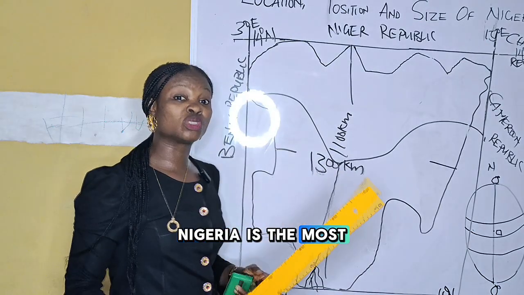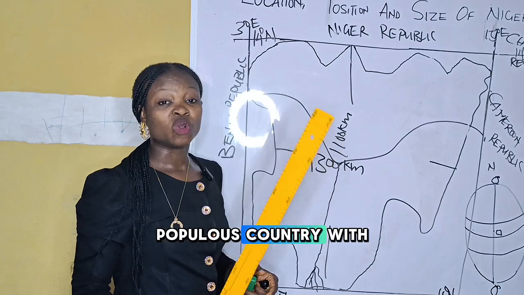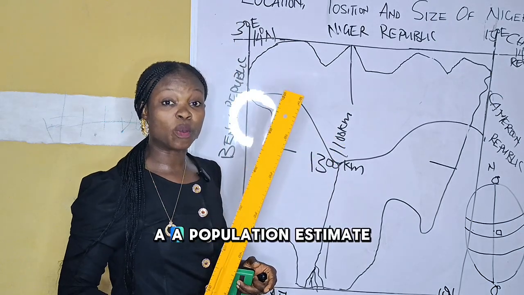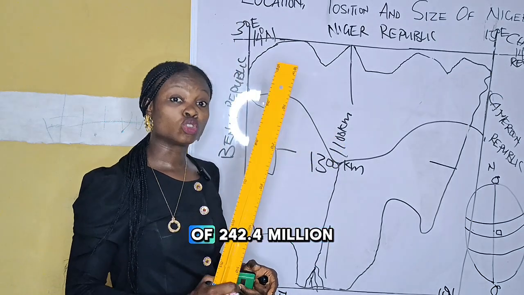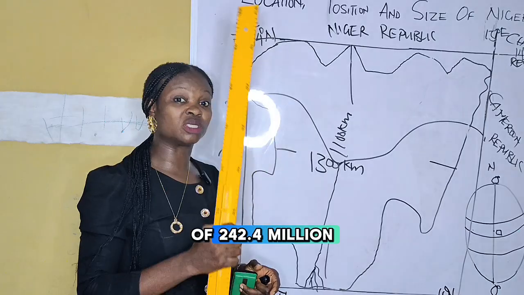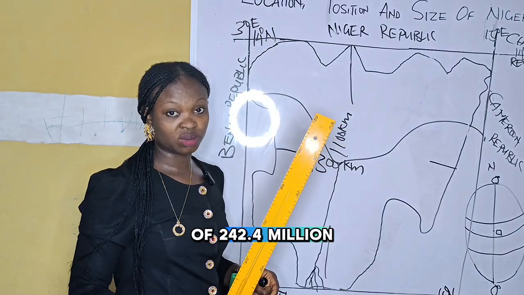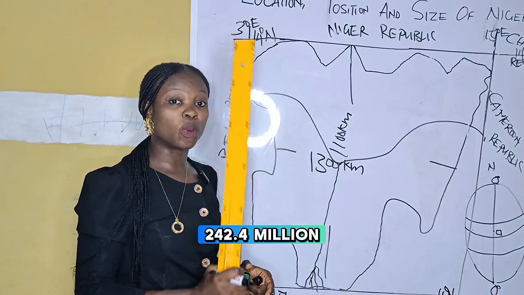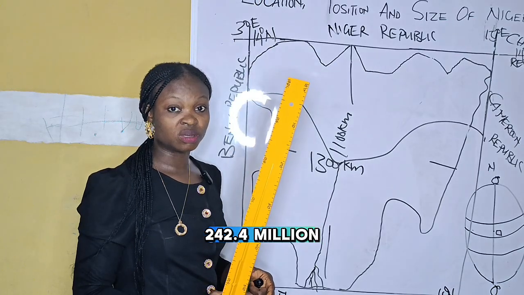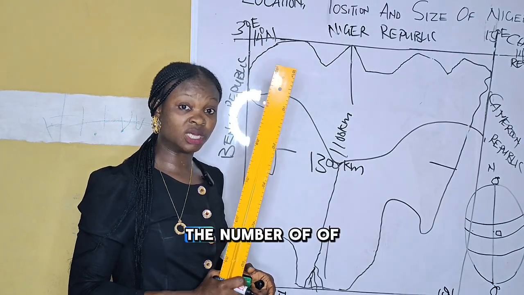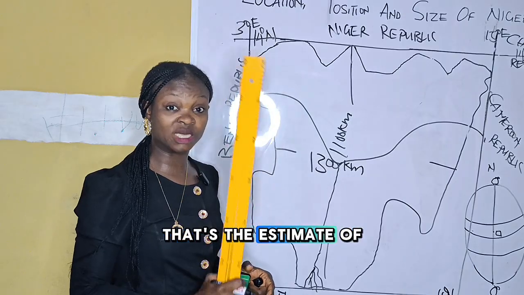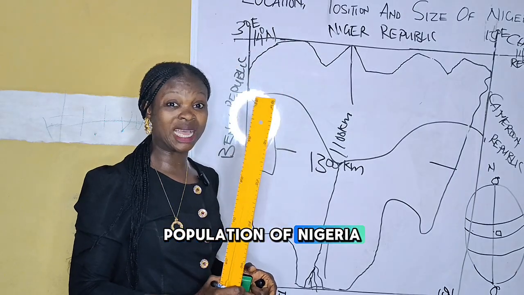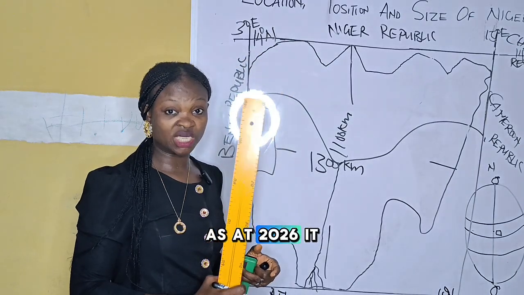Nigeria is the most populous country with a population estimate of 242.4 million. I say get that again. 242.4 million. That's the estimate of population of Nigeria as at 2026.